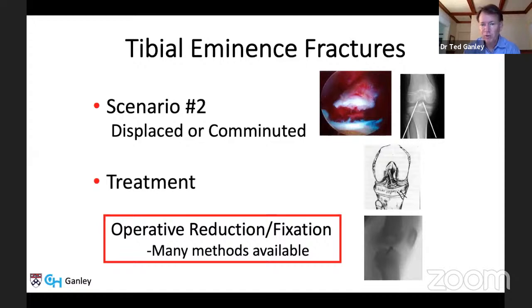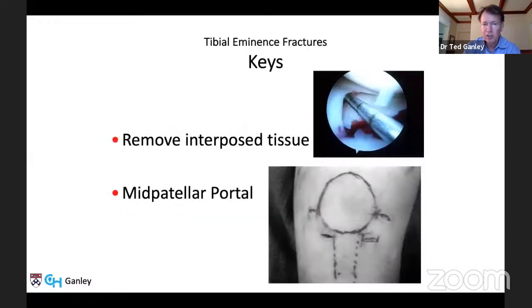I think that's appropriate for the discussion section. I have no problems with sutures or screws or arthroscopic shoulder anchors. I think they're all reasonable fixation options. Keys: remove interposed tissue, or use a mid-patellar portal.